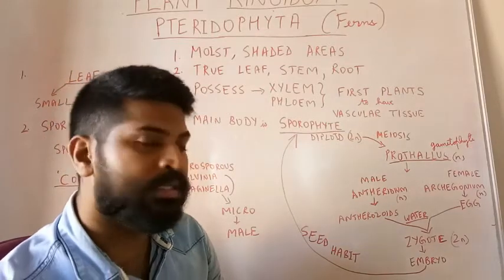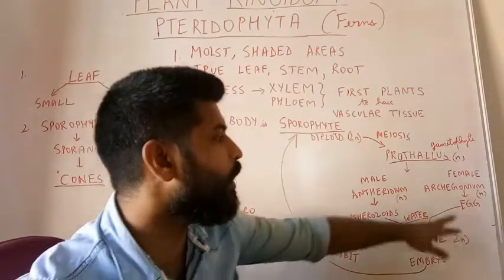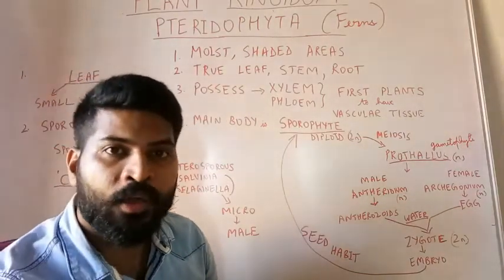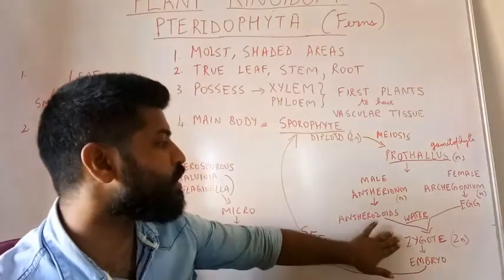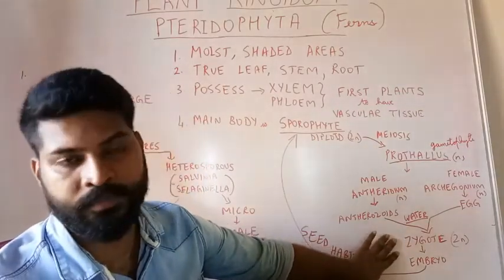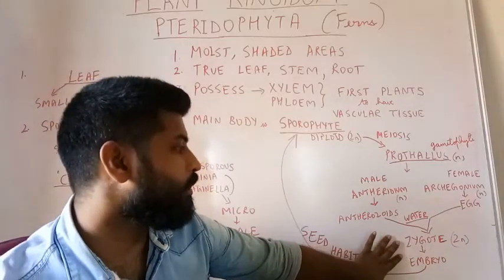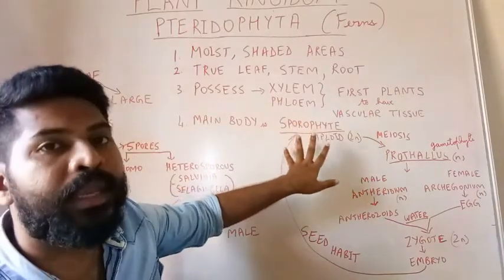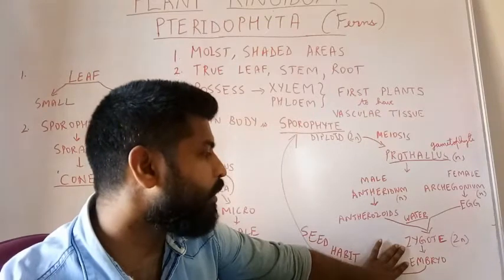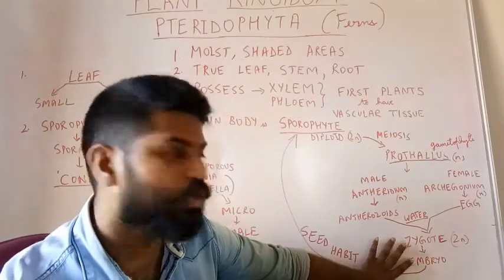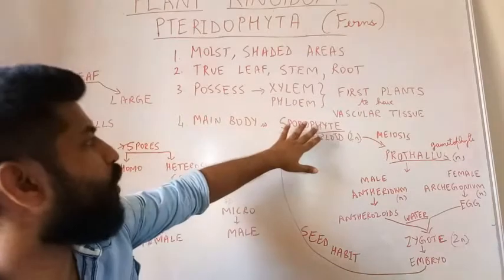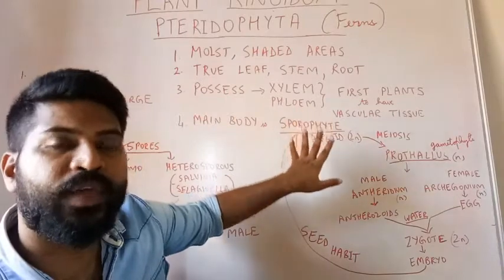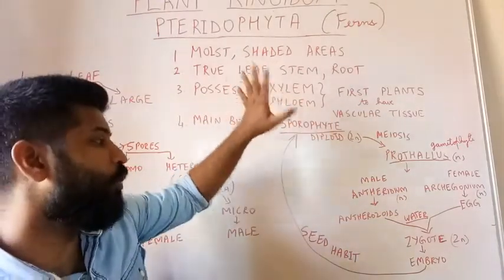With the help of water, antherozoids swim, they reach the mouth of the archegonium, and fertilization takes place within the archegonium, which results in the formation of a diploid zygote. The zygote will then differentiate, and it is what forms the sporophyte, the main plant body. So the zygote undergoes repeated divisions to form the embryo, which then forms the main plant body, that is the sporophyte, the dominant phase in the life cycle of Pteridophytes.